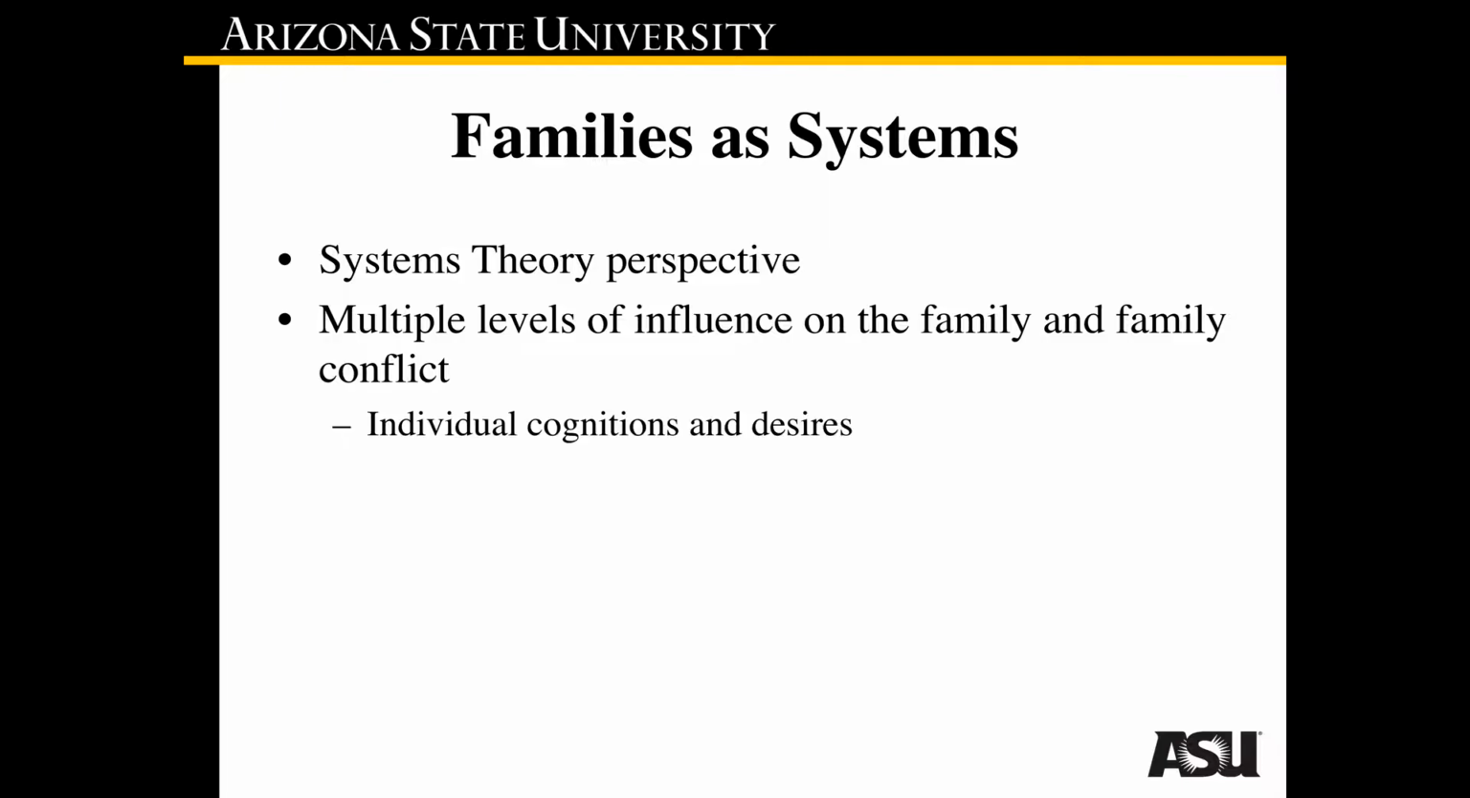For example, the individual cognitions or desires of an individual family member can influence how they communicate with others. So an individual's attributions or an individual's experience with anxiety or uncertainty can actually alter how they communicate with a parent or sibling. We also know that the dyadic communication that is interplayed between partners can affect how other members of the family communicate as well.